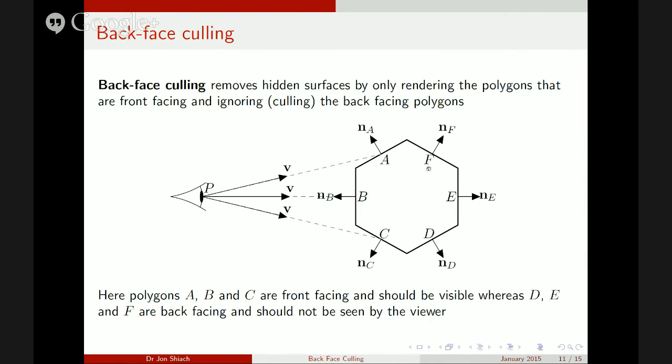Polygons D, E, and F are back facing. Okay, so as we're looking at them, we're looking at the back face of D, E, and F. Now, if I was just to remove D, E, and F entirely from this object, we'd only see A, B, and C. But looking at it from position P, we wouldn't know that we can't see D, E, and F because they're being obscured. So essentially, that's what back-face culling does. It just cuts off the back of any object we're looking at.